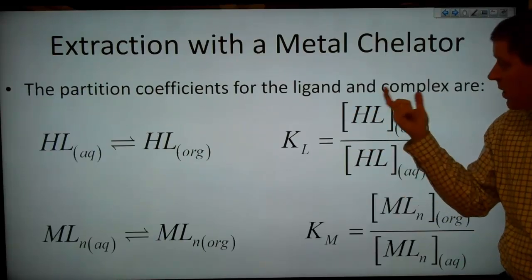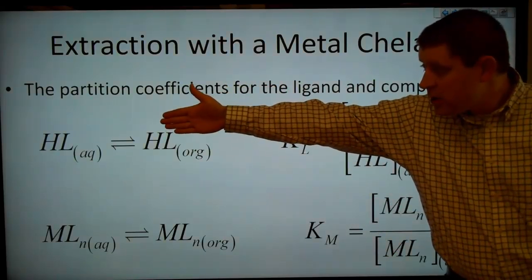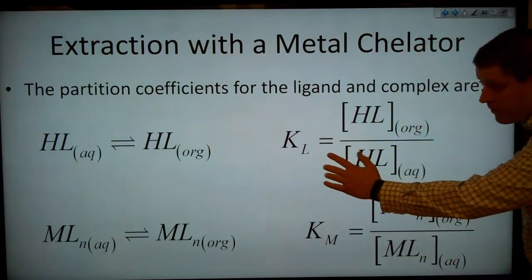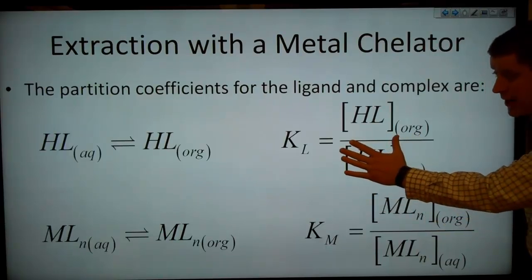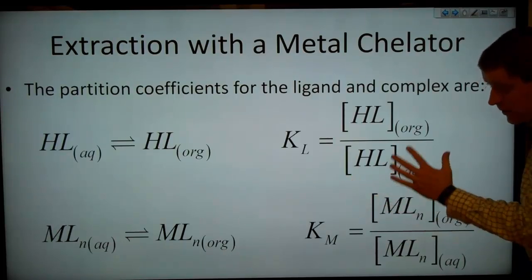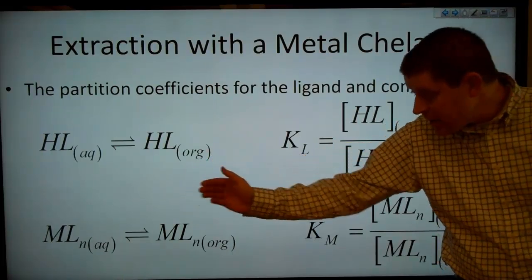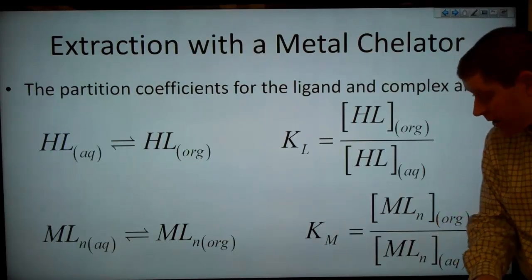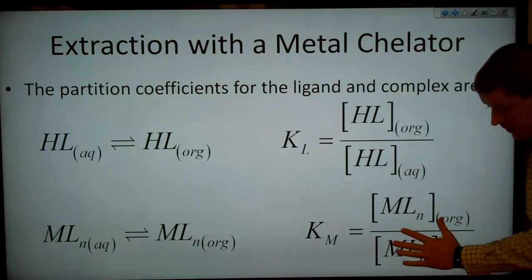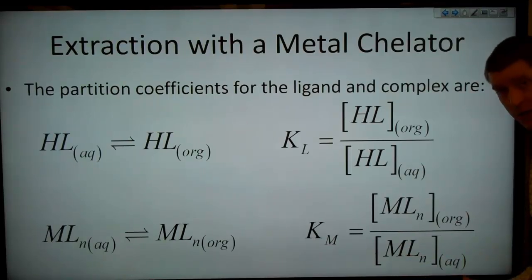The partition coefficients for the ligand and complex then are given here. So we have the equilibrium between the protonated ligand in the aqueous phase and the protonated ligand in the organic phase. That partition coefficient K sub L is equal to the concentration of our ligand in the organic phase divided by the concentration of our ligand in the aqueous phase, and these are both protonated ligand. We also have the equilibrium between the metal ligand complex in the aqueous phase and the metal ligand complex in the organic phase. So across that phase boundary, that partition coefficient K sub M is equal to the metal ligand complex in the organic phase concentration divided by the metal ligand complex in the aqueous phase concentration.